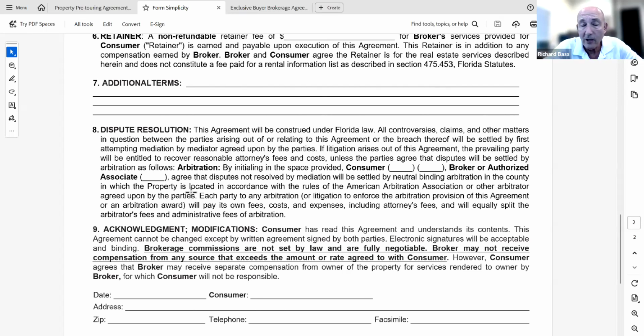The attorneys want the right to sue everybody immediately. They don't even want mediation. However, there's not a court I know of that's going to hear a case without forcing it to go to mediation first. So my advice to you is just do not have anybody initial these paragraphs, and that does away with arbitration. If they do initial it, you're initialing it where it says broker or authorized associate, not a big deal. It just means if there's ever a problem, you're taking the additional step of doing arbitration.